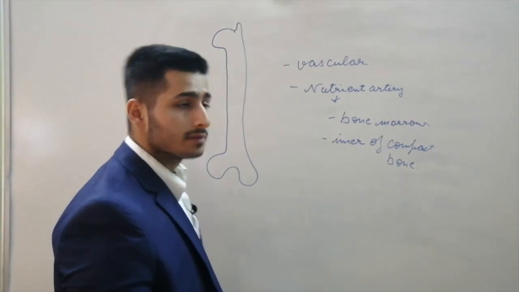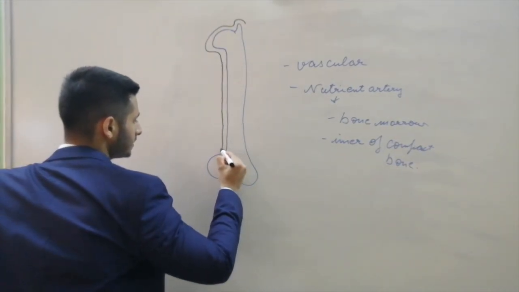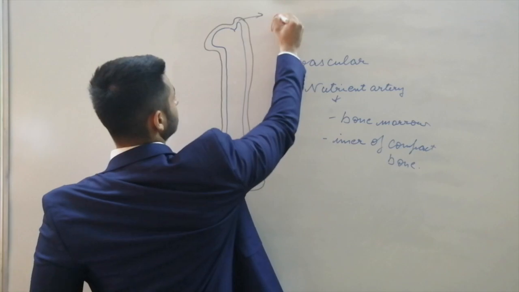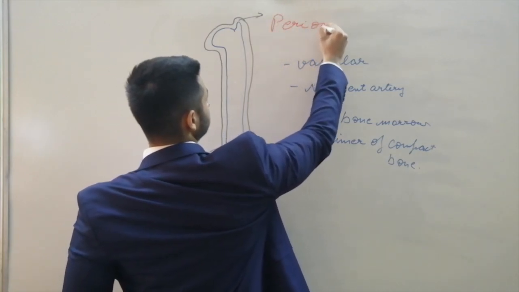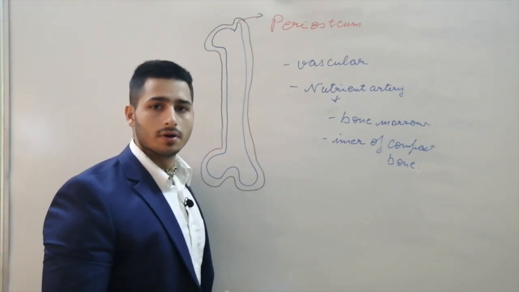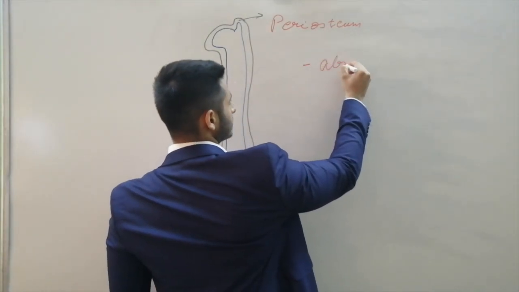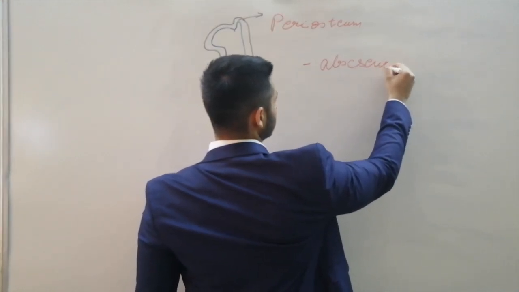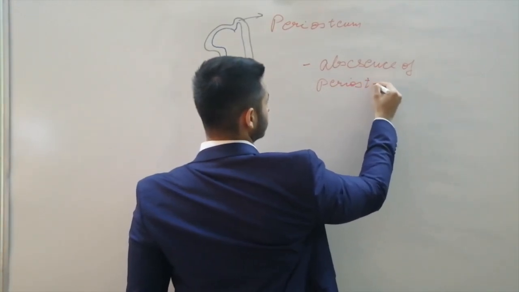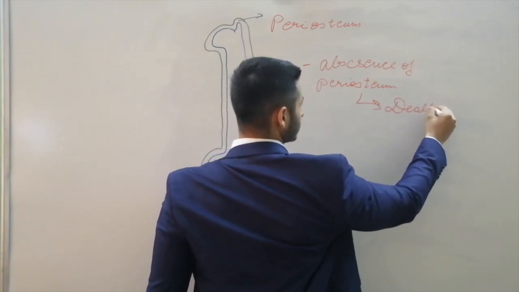Now, every bone in the body is surrounded by a fibrous tissue. This fibrous tissue is called periosteum. Periosteum is the fibrous tissue that surrounds all the bones in the body. A bone without its periosteum will not survive. Absence of periosteum leads to death of the bone.